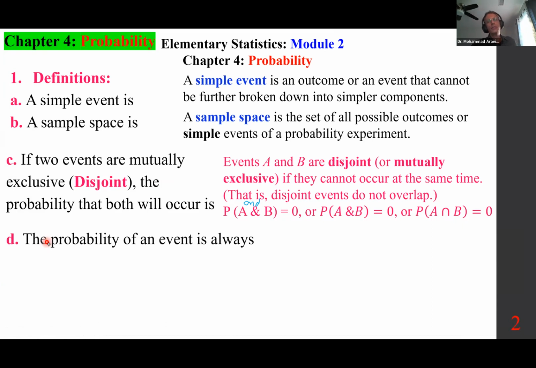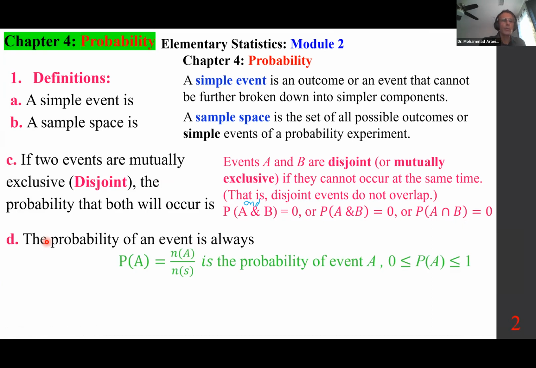The probability of an event is always between 0 and 1. Probability of an event is defined as P(A) equals n(A) over n(S), is the probability of event A. And it can be 0, yes, can be 1, yes, but it can't go beyond them. Probability cannot be negative, cannot be more than 1 or 100%.